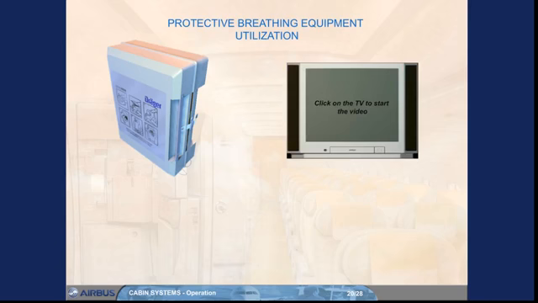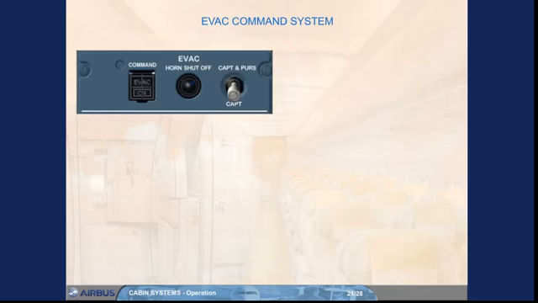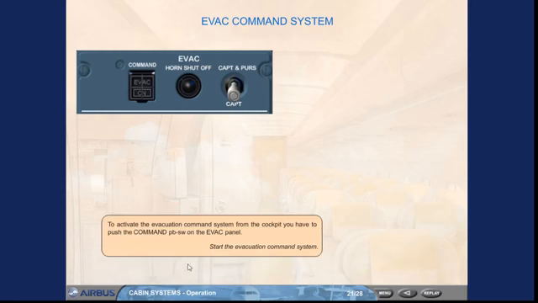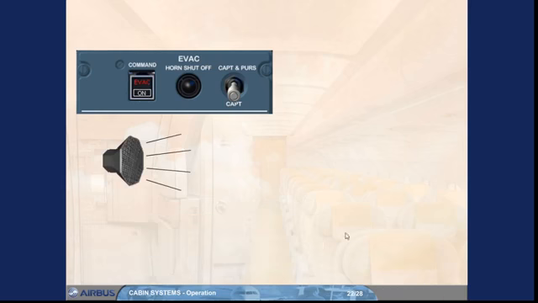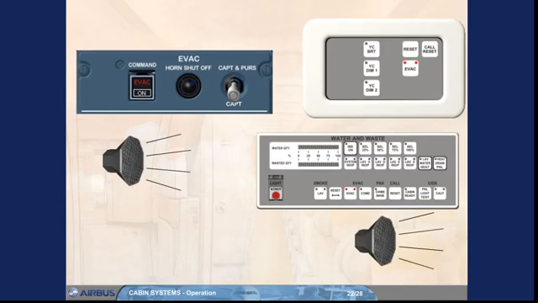Please watch the video. To activate the evacuation command system from the cockpit, you have to push the command push-button switch on the evac panel. Start the evacuation command system. In the cockpit, the on indicator comes on, the evac indicator flashes, and the specific horn is triggered. In the cabin, the evacuation indicators flash on the forward and aft attendant panels and the specific horn sounds.